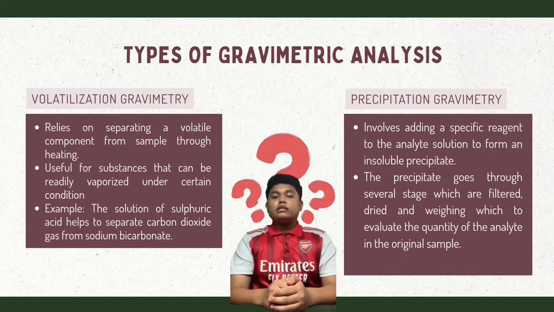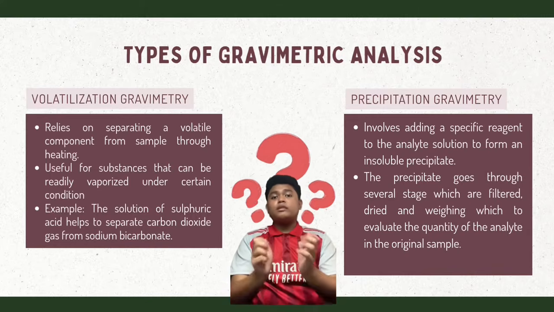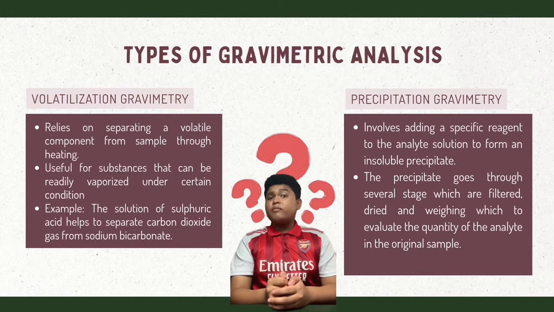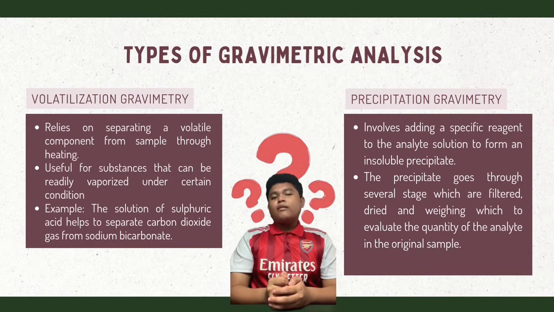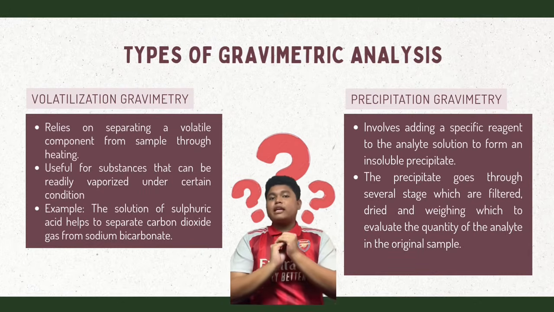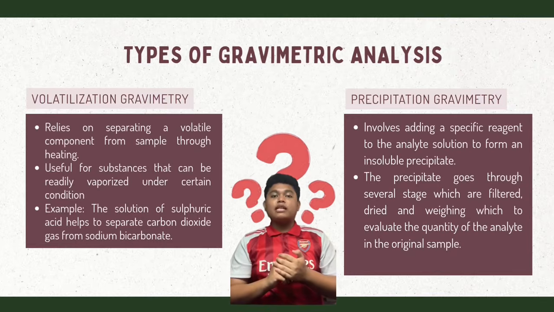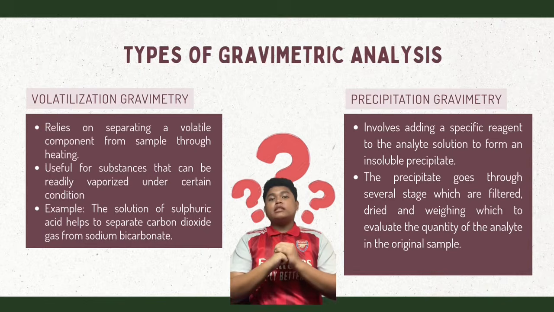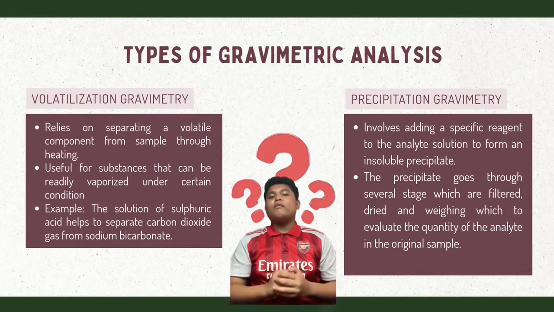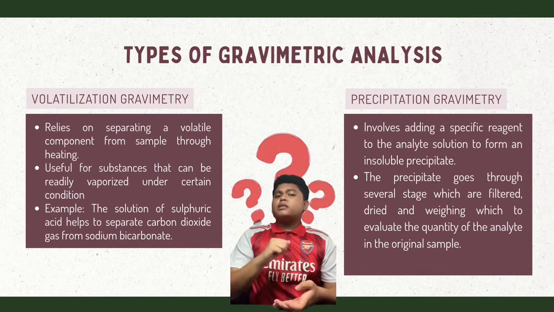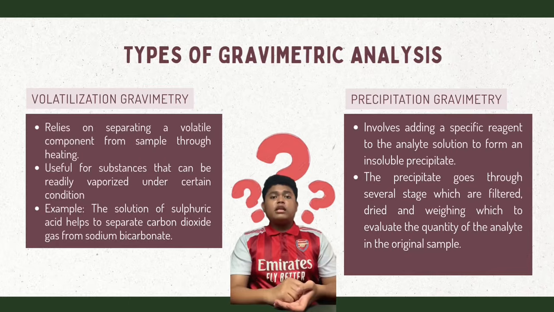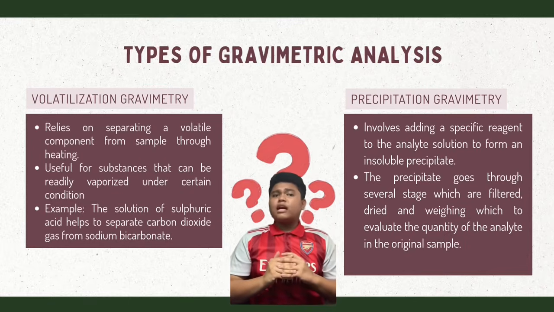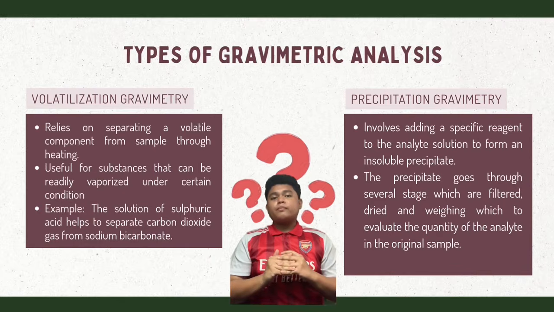In volatilization gravimetry, we separate a volatile component from the sample by heating it. It is useful for substances that can be vaporized under certain conditions. For example, a solution of sulfuric acid can help separate carbon dioxide gas from sodium bicarbonate. In precipitation gravimetry, a specific reagent is added to the analyzed solution to form an insoluble precipitate. The precipitate goes through several stages. It is filtered, dried, and weighed to evaluate the quantity of the analyte in the original sample.